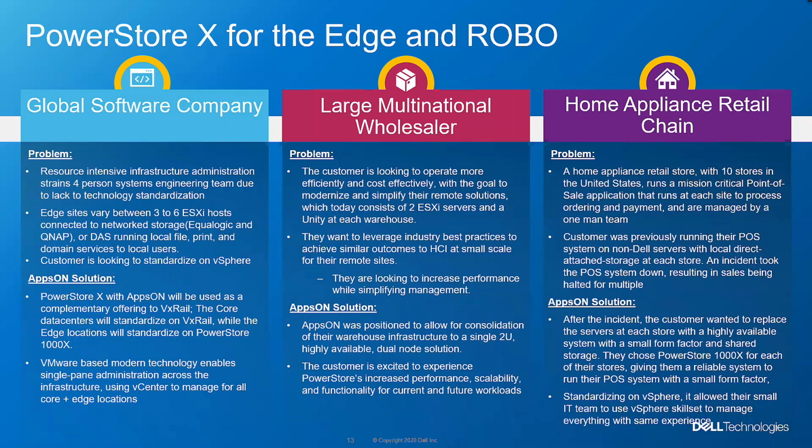onto PowerStore with AppsOn. Another customer here is running AppsOn at each of their stores to run their point of sale systems after having suffered an outage previously where they were running local servers with direct attached storage. They chose PowerStore with AppsOn because of the small footprint, the high availability, and it allows their IT team to standardize on vSphere.